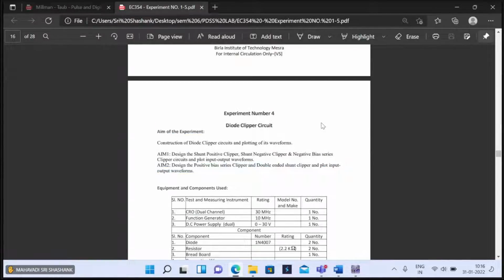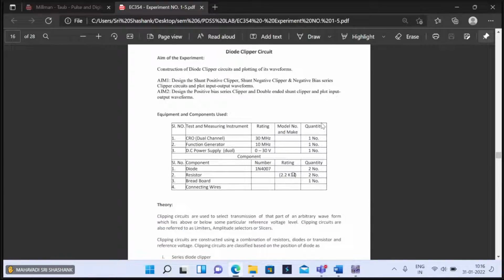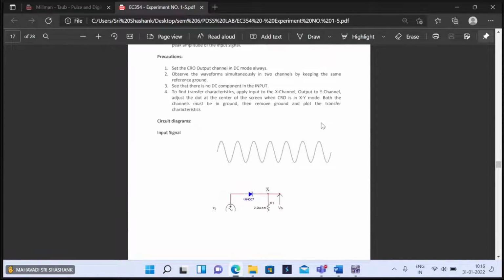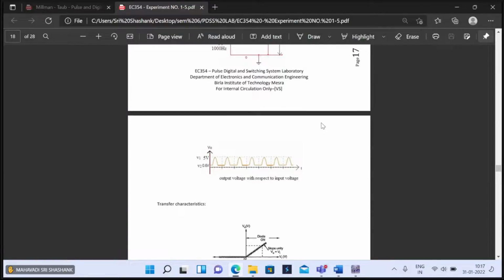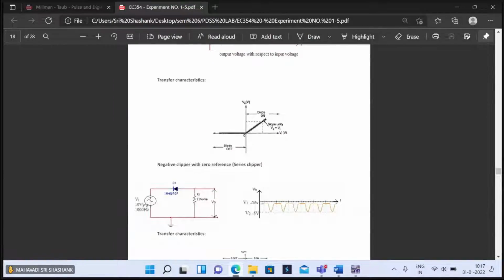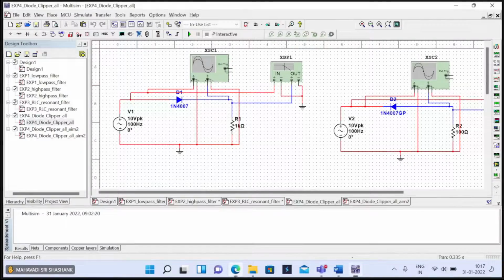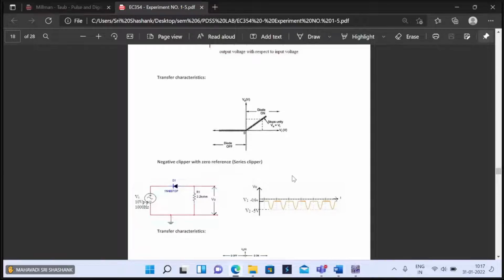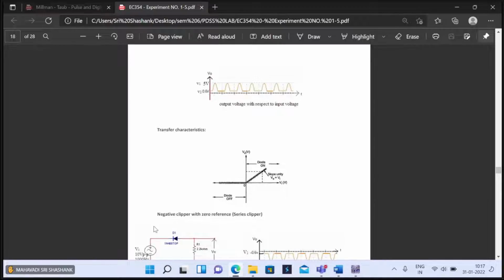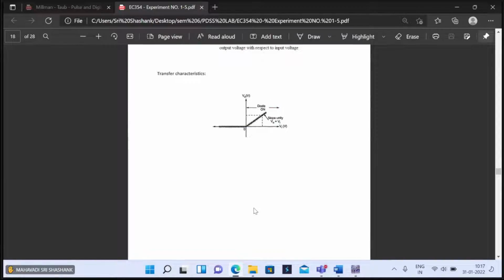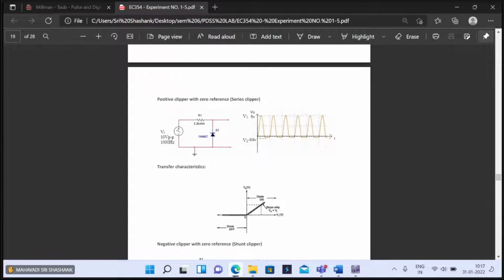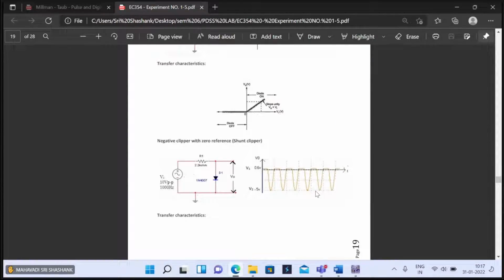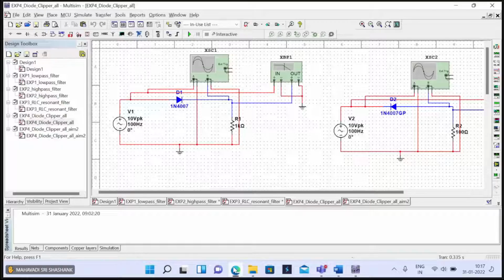It is to design the shunt positive clipper. So which circuit have you completed? Ma'am, I have completed the shunt positive, shunt negative, series positive, series negative, where the voltage source is connected. Negative series and positive series. Yes, ma'am, negative clipper and positive clipper. Okay. Show me.